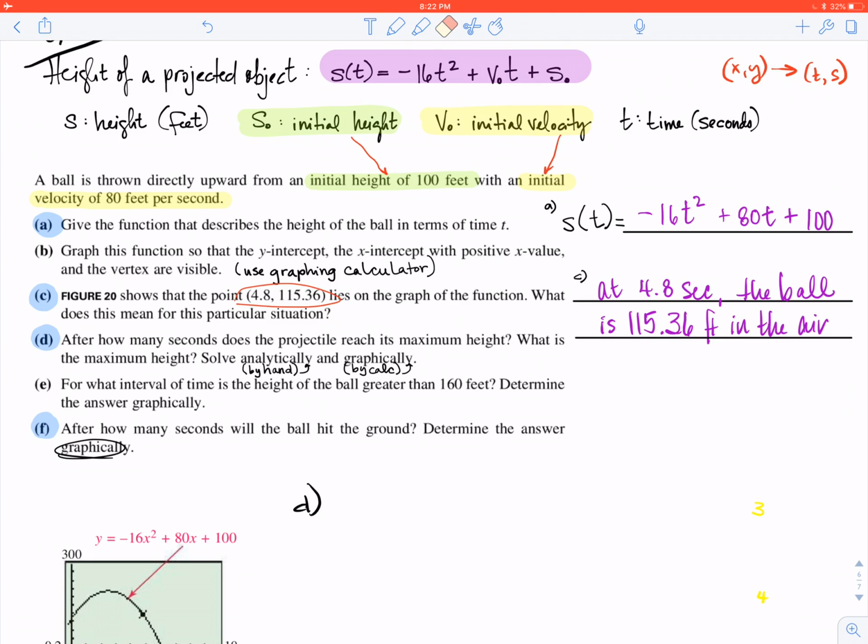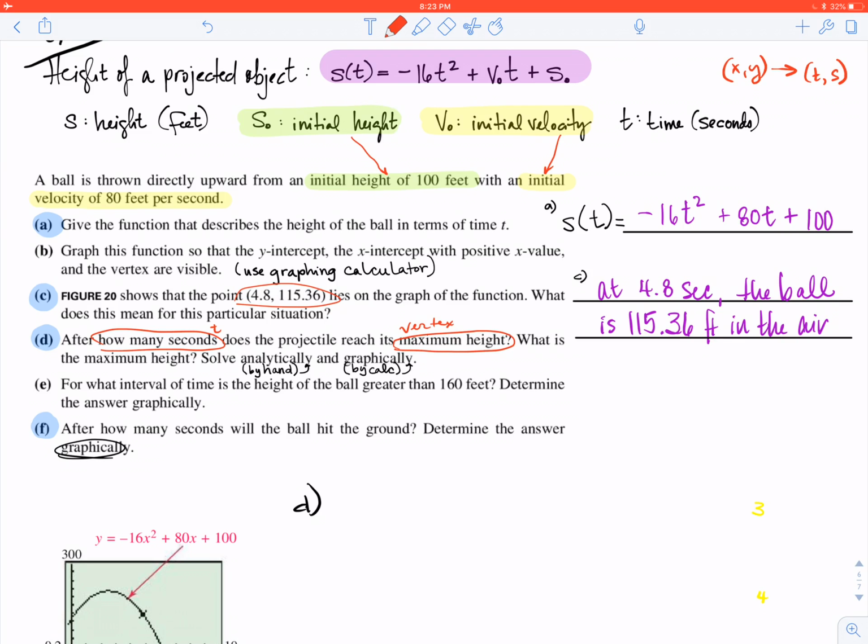Jump down to letter D. After how many seconds? Let me stop you right there. After how many seconds says that I'm looking for t. Does the projectile reach the maximum height? Maximum we know is another name for vertex. So I'm looking for the number of seconds it takes to reach the vertex. And then the next question is, what is that maximum height? So not only am I looking for my t value, I'm also looking for my height value.